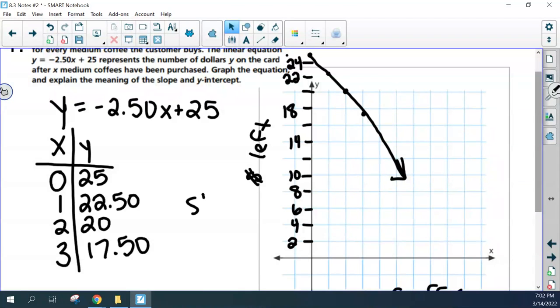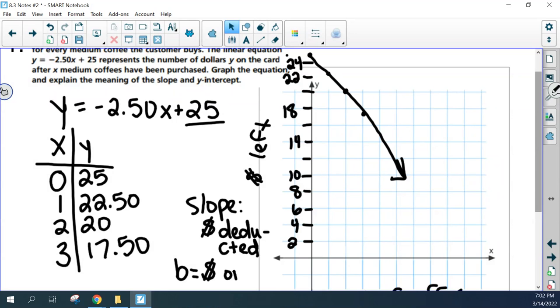The slope, if you think of it, the slope is representing the money deducted every time you get a coffee. And then b, the intercept, right here, is representing the money on the card at the beginning. So the money that you started with.